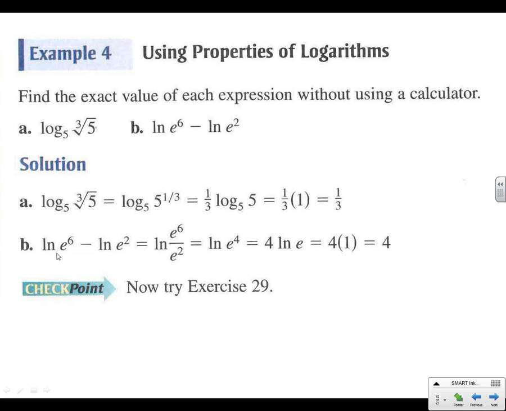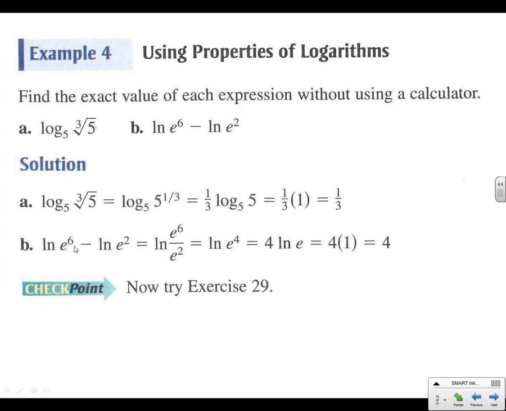Same thinking here. Now we're going to go in reverse. Since it was a minus, but our base is the same, it's both log e and log e. We can combine it so it's division now. So we're contracting these together: e to the 6th divided by e squared. We can use our rules of exponents and subtract there and get e to the 4th. And what we have here is 4 brought out in front times 1. So we just get 4.